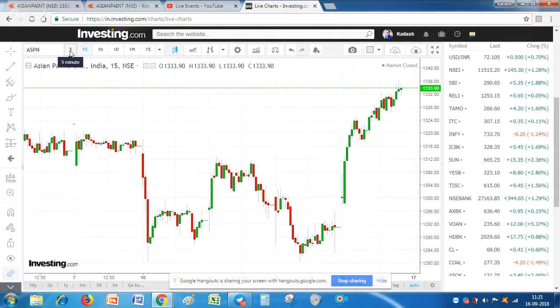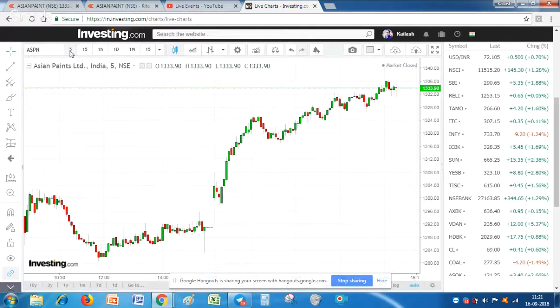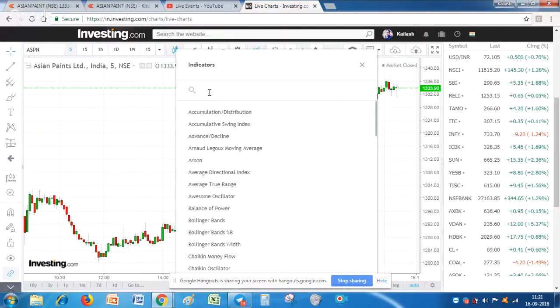So I will make it a 5 minutes time frame for intraday. Because for intraday, I feel 5 minutes is a very good time frame. It's neither too late nor too early. So the signal given by the 5 minutes time frame is quite reliable.